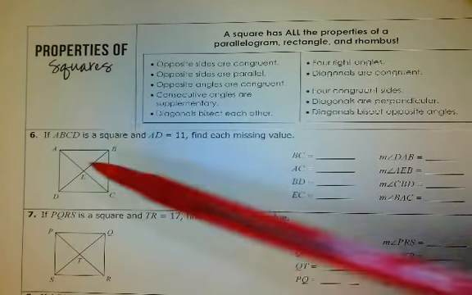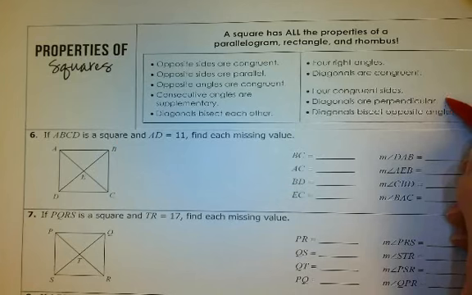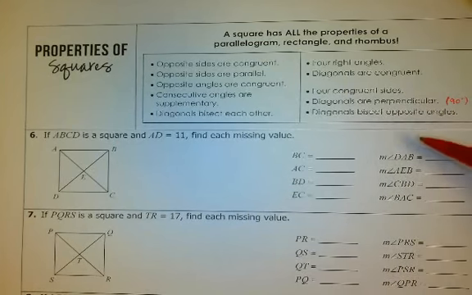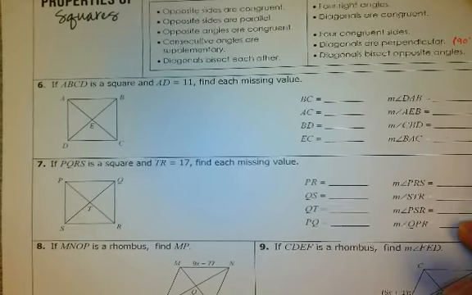It means every side is equal to itself. The diagonals are perpendicular. They make a 90-degree angle. So if you're not sure about that, make sure that you write this down, 90-degree angle. And diagonals bisect opposite angles. Okay, we're going to take a look at a few of those and learn how to solve them. Let's go to number 7 first.